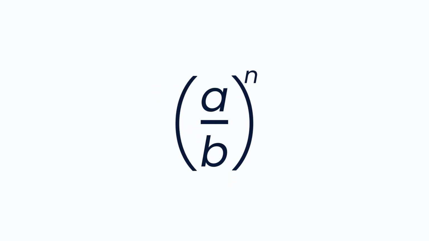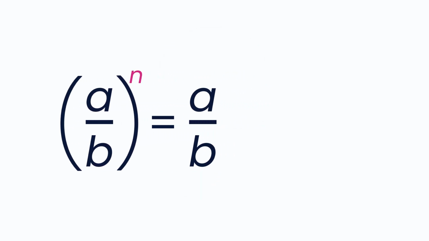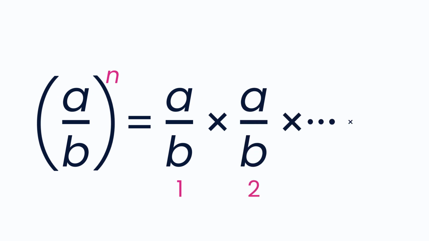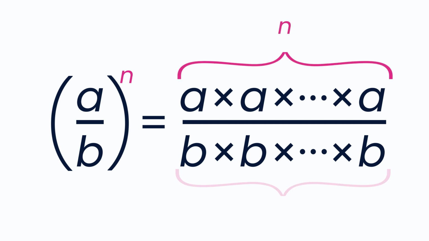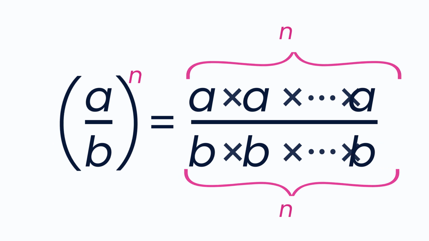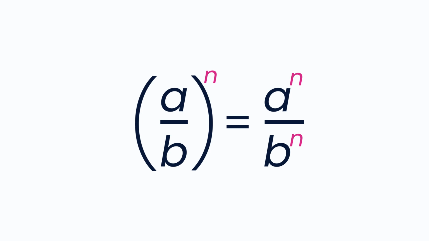But why is this true? The fraction a over b to the power of n equals a over b multiplied by itself n times. Remember, when you multiply fractions, you multiply the numerators and the denominators separately. You can see that you have n factors of a in the numerator and n factors of b in the denominator, making this equal to a to the power of n divided by b to the power of n.